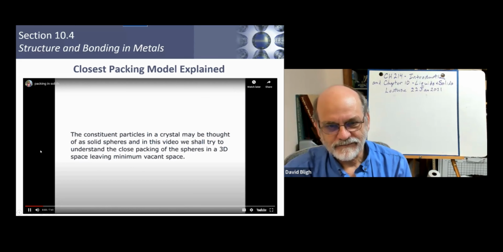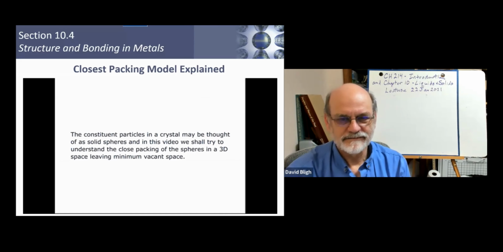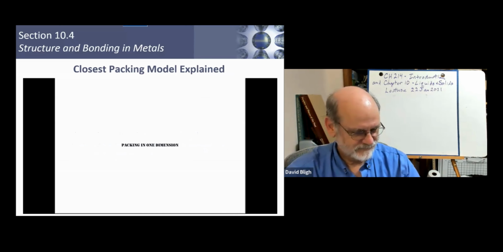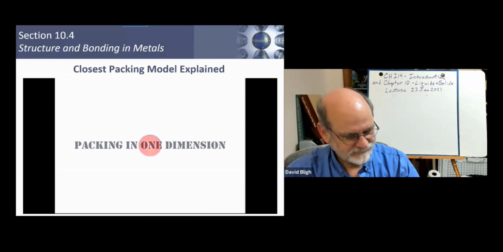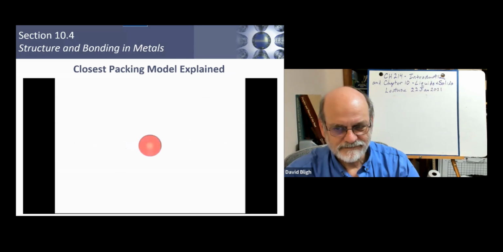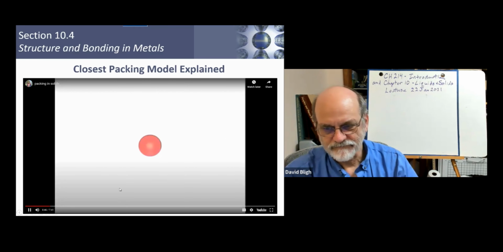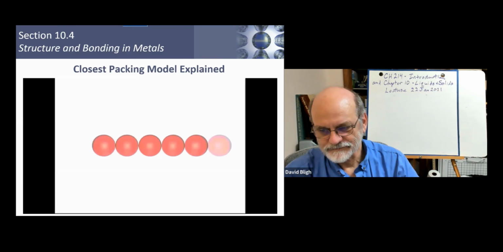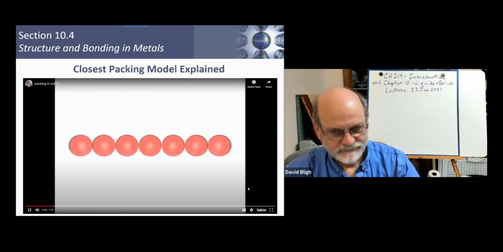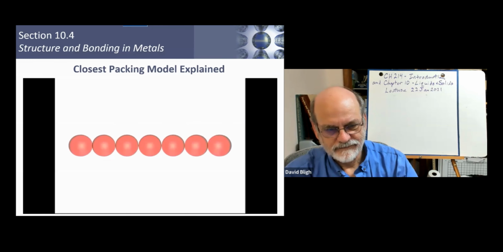Try to understand the close packing of spheres in a 3D space, leaving minimum vacant space. Packing in one dimension. There is only one possible linear one-dimensional arrangement possible with spheres. They queue up linearly, each sphere touching the adjacent spheres like this.